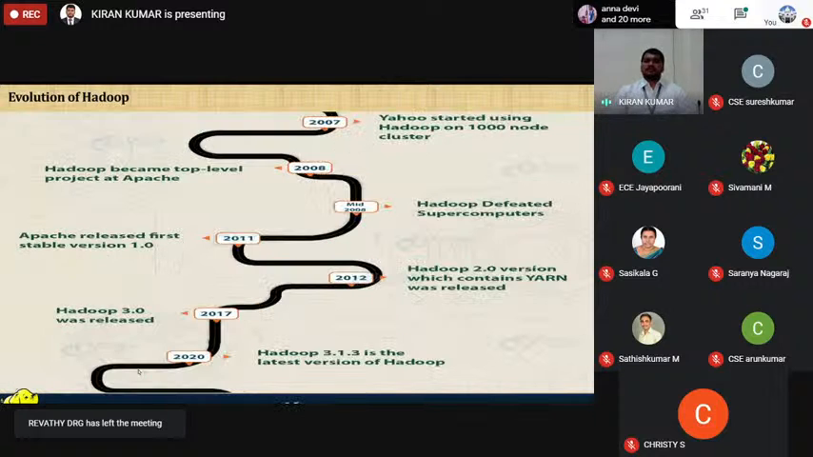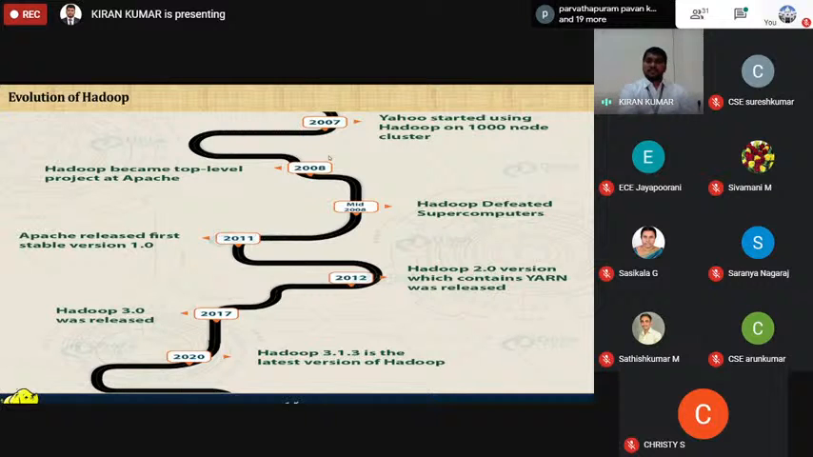And in 2007, Yahoo started using Hadoop on a 1,000 node cluster. As I told, all the data is distributed across the machines which are connected. And in 2008, you can see Hadoop became a top level project at Apache. And in mid 2008, Hadoop defeated the supercomputer with respect to processing, because it has the capacity to process a huge amount of data in less time. So it overcame supercomputing in the year 2008.